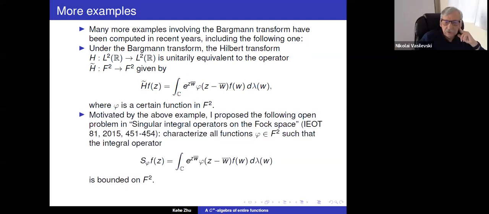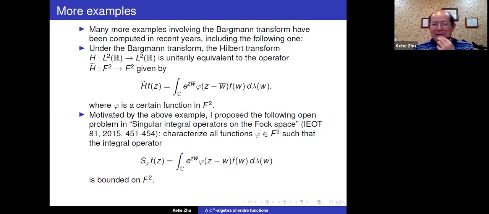Kehe, may I ask you a question? Yeah. Have you computed the image on the Fock space of the Szegő projection? You know that L2 of R is the direct sum of functions admitting analytic continuation to the upper or lower half plane. How is this subspace translated to the Fock space?